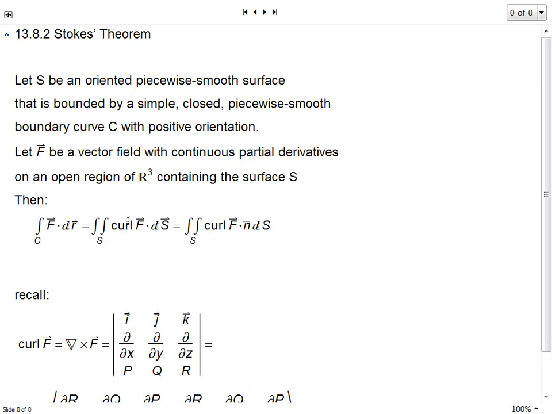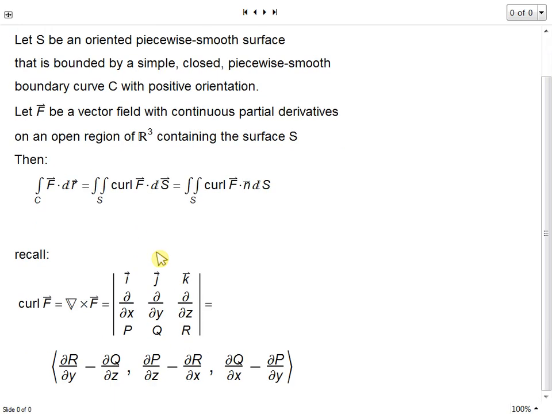Does everyone agree that the curl of F is a vector field? F is a vector field. The curl of a vector is a vector, so we get another vector field. And the curl is this, yes. So here's the curl. The curl is the cross product of del and the vector field, which comes out to be that.